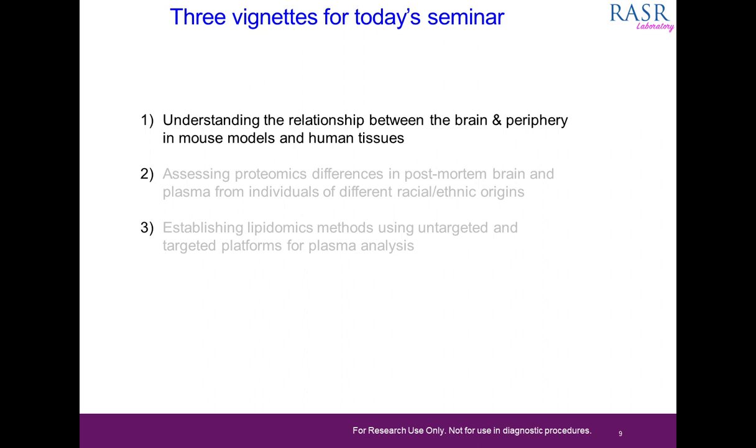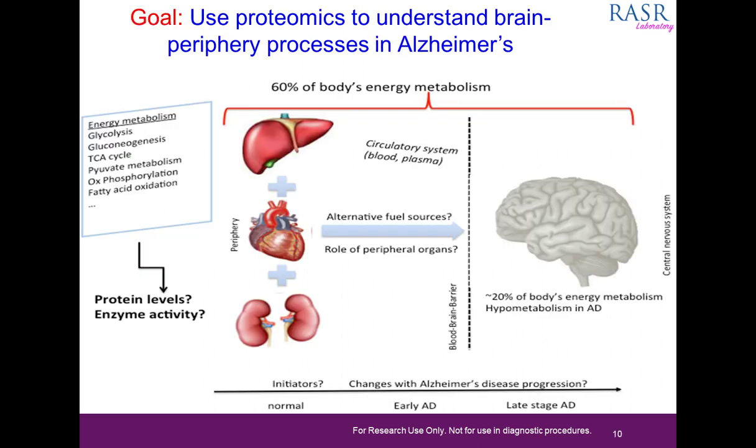So what I'm going to do today is walk you through 3 short vignettes about some of the work that's ongoing in our lab. And I'll start with a study where we've been looking at the relationship between the brain and periphery in mouse models and in human tissues of Alzheimer's disease.